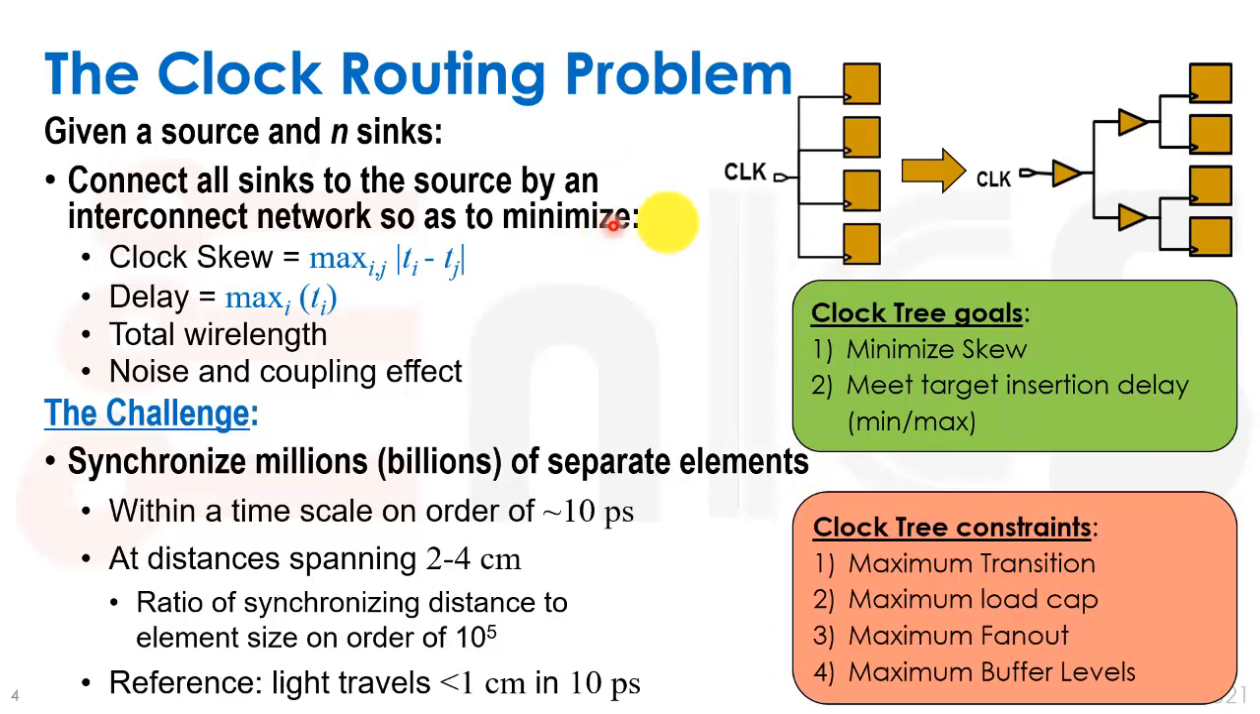And the clock routing problem is that we have a source and it has n sinks, and n can be very big. And what we want to do is connect all the sinks to the source by an interconnect network that's going to minimize the clock skew, minimize the insertion delay from the clock to the flip-flops. It's going to minimize the total wire length and the noise and coupling effect between the nets over here and the signals in the design. Okay, that's going to be really challenging. We're going to have to synchronize this crazy type of thing, and that's why we're going to use a clock tree or the different other approaches we use.